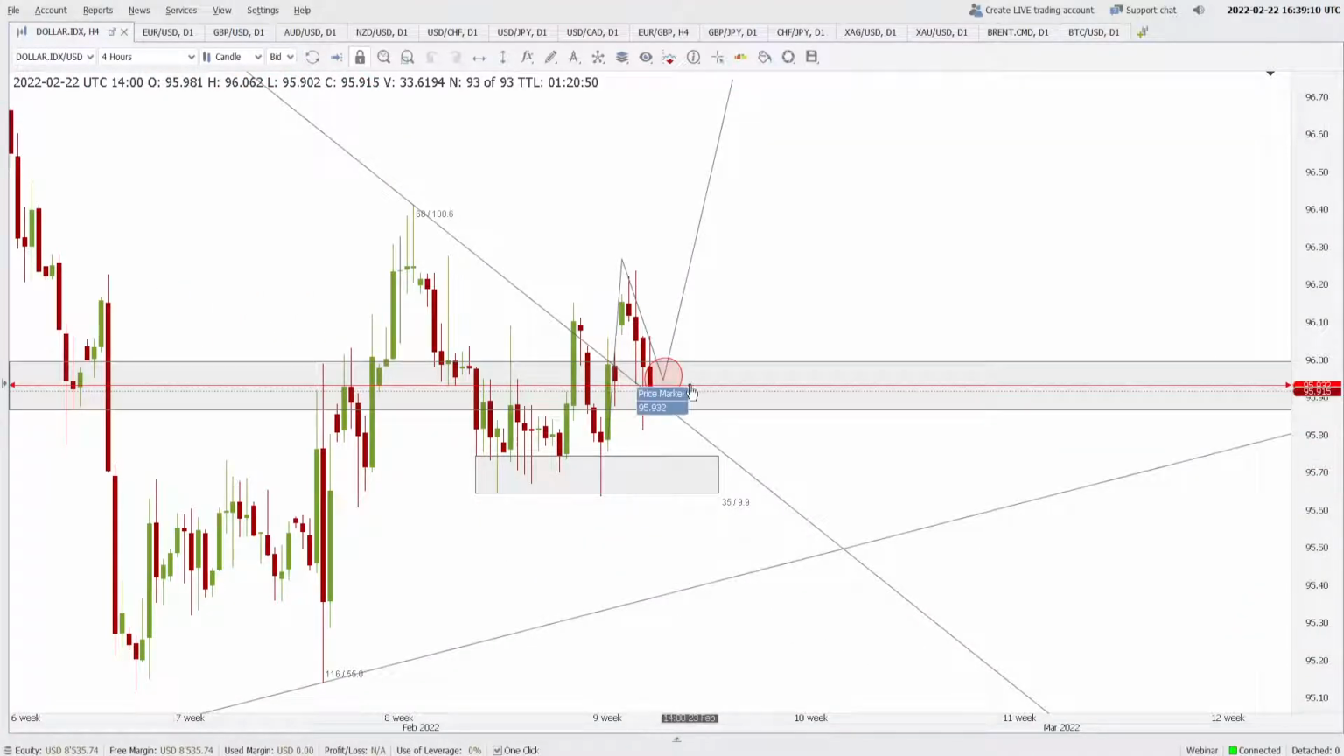and the price is actually playing around 95.93, which is the support if the price comes from top to the bottom, and is a resistance if price approaches it from the bottom to the top.